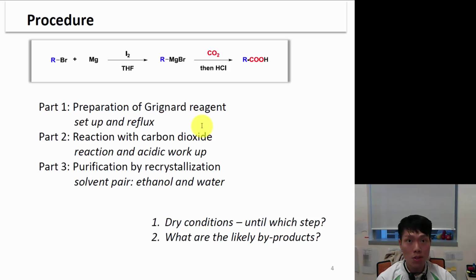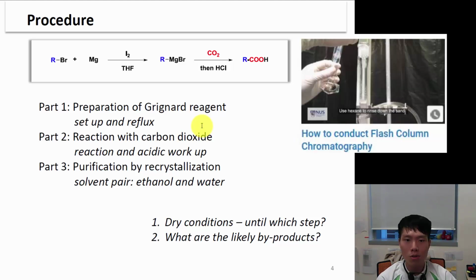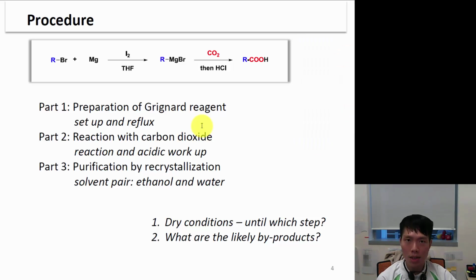In most synthesis reactions, there will be impurities. You can't help it. So one way we can purify our compound is, remember, to do a column chromatography. But in this case, this time around, we're going to do a recrystallization. Solvent pair, ethanol and water.